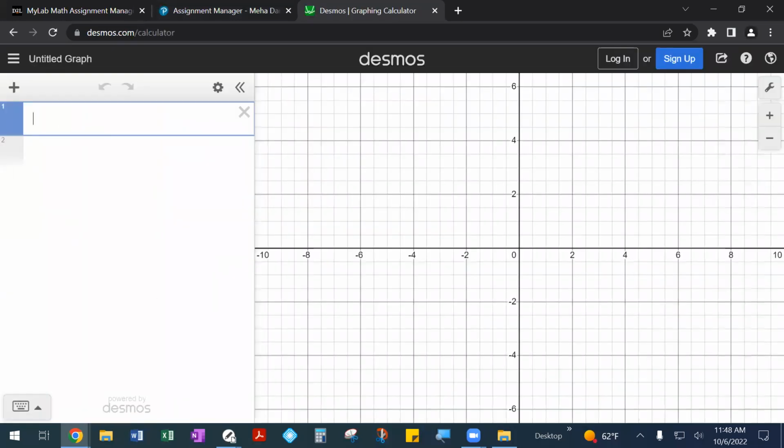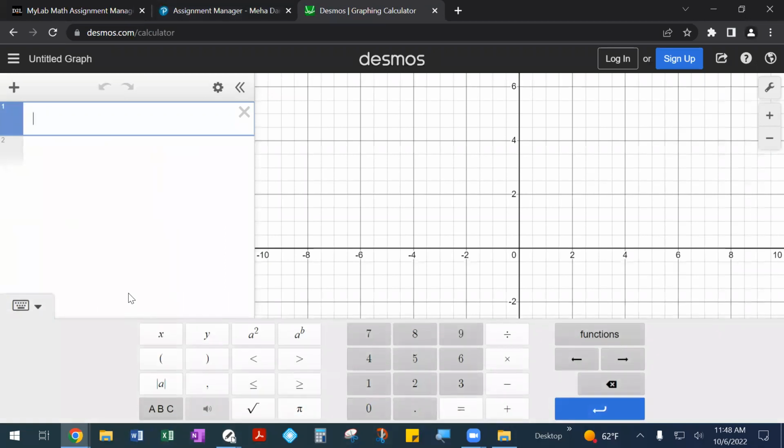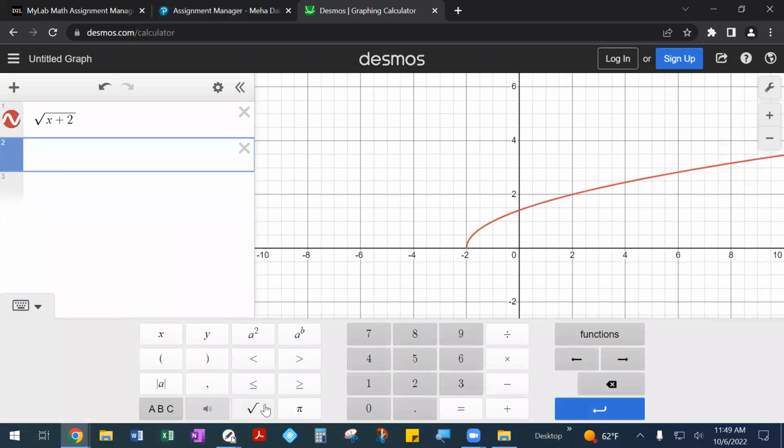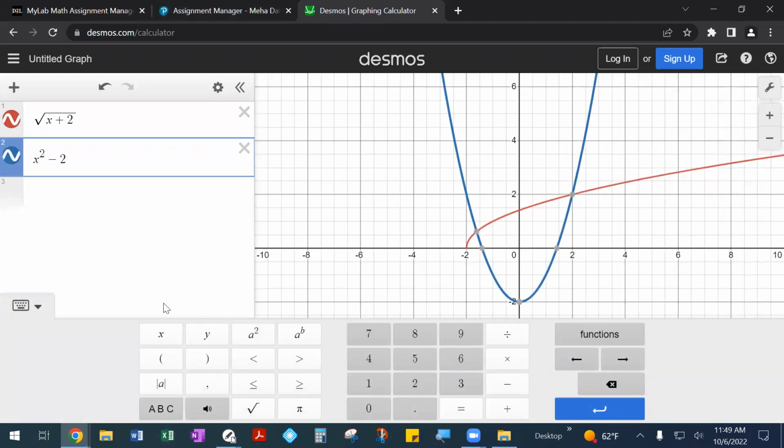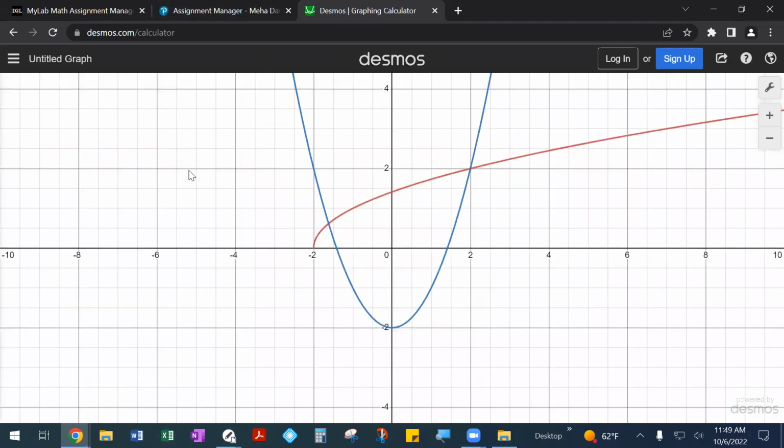All right, so the first one was square root of x plus 2. And then what did we do? X squared minus 2. So now here's what's going to happen in this guy, as you can imagine. If we're looking at square root of x plus 2, that's of course this guy in the red.